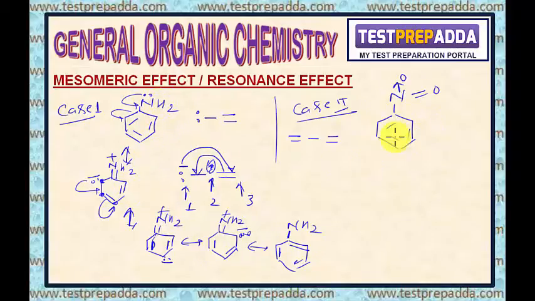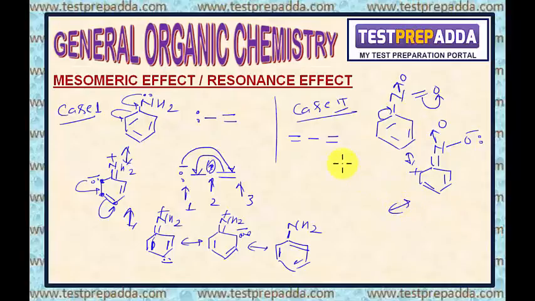Okay. Similarly, if I draw the resonating structures for nitrobenzene, the oxygen is more electronegative than nitrogen, so electrons shift in this manner. So the second resonating structure will have plus developed here, double bond here, and oxygen will get a lone pair. And here also the same situation, plus, single, double. First atom, second atom, third atom.